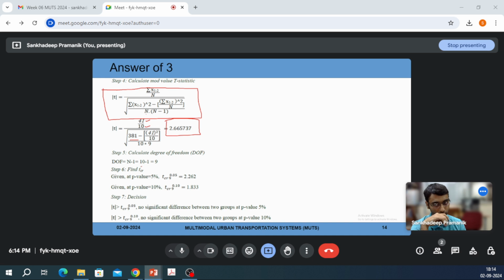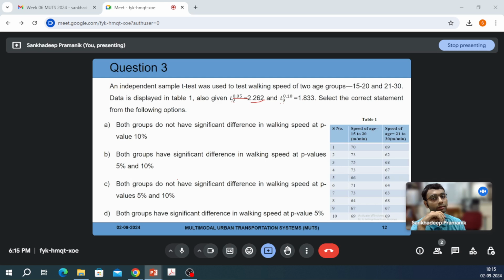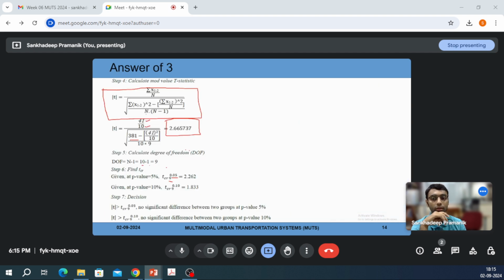Now the degrees of freedom is n minus 1, that is 10 minus 1, 9. So you need to find the T critical value. For 5% it is given for degrees of freedom 9, and for 0.05 it is given as 2.262, and for 10% level it is given as 1.833. So 2.262, 1.833.